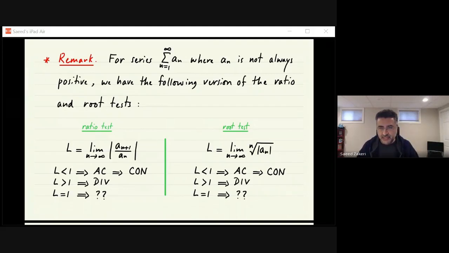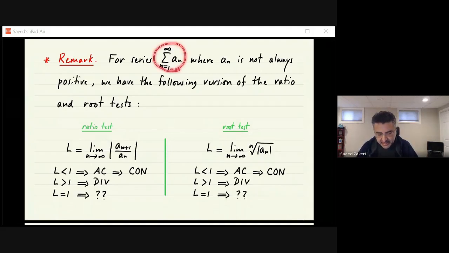So remember, before, like maybe 10 days ago, last lecture before the review, we had a series sigma an in which an was positive, and we applied the ratio test. We formed an plus 1 over an. We took the limit. If the limit exists, we called it L. Then the ratio test said if L is less than 1, series converges, greater than 1 diverges. If L is equal to 1, inconclusive. And the similar thing for the root test.